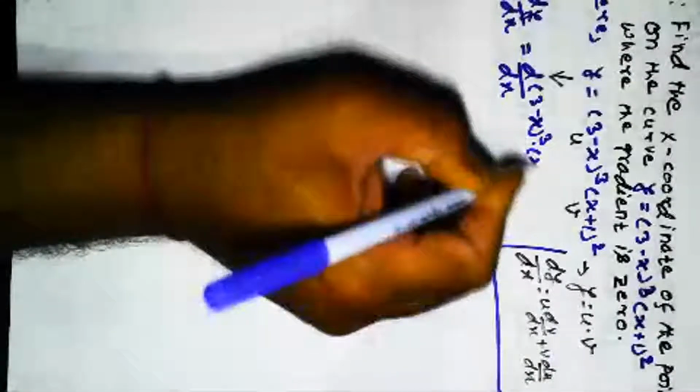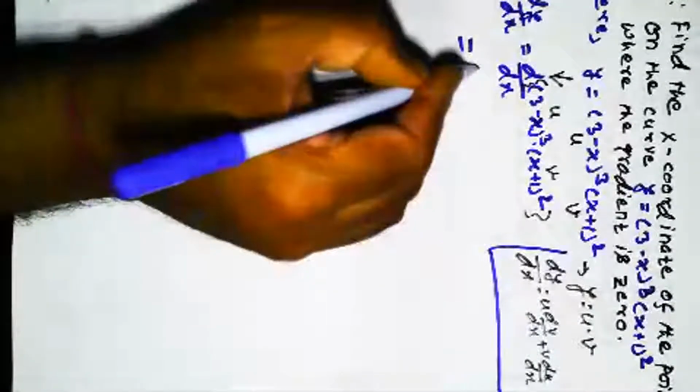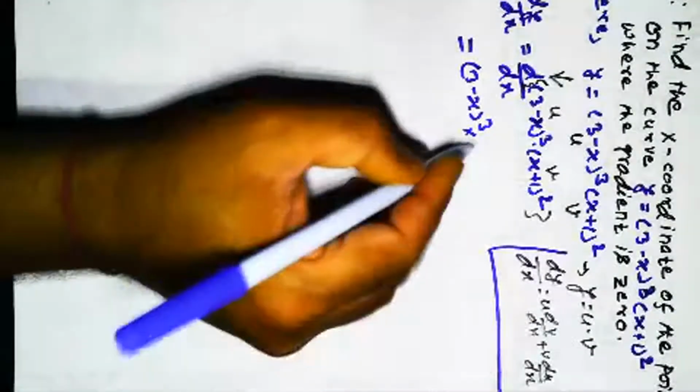So if you use this formula, your dy by dx is in fact d by dx of 3 minus x cube times x plus 1 square. So we are going to differentiate this. Suppose the first function of x is u and the second is v. Applying the formula, u is 3 minus x cube, times the derivative of v, so d by dx of x plus 1 square, then the plus sign, and then v is x plus 1 square, times d by dx of u, which is 3 minus x cube.